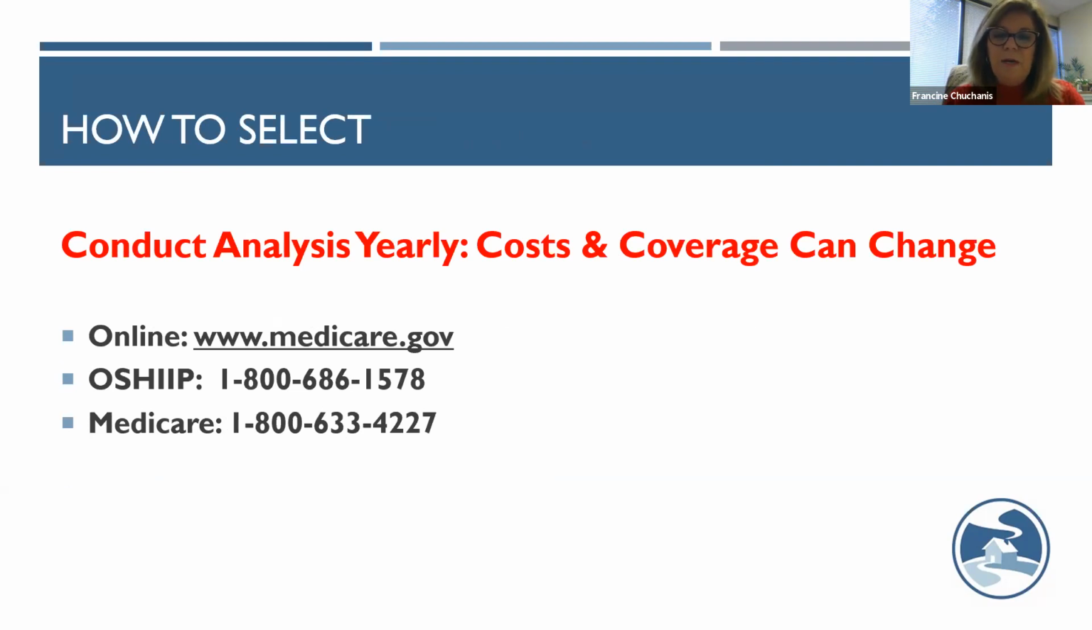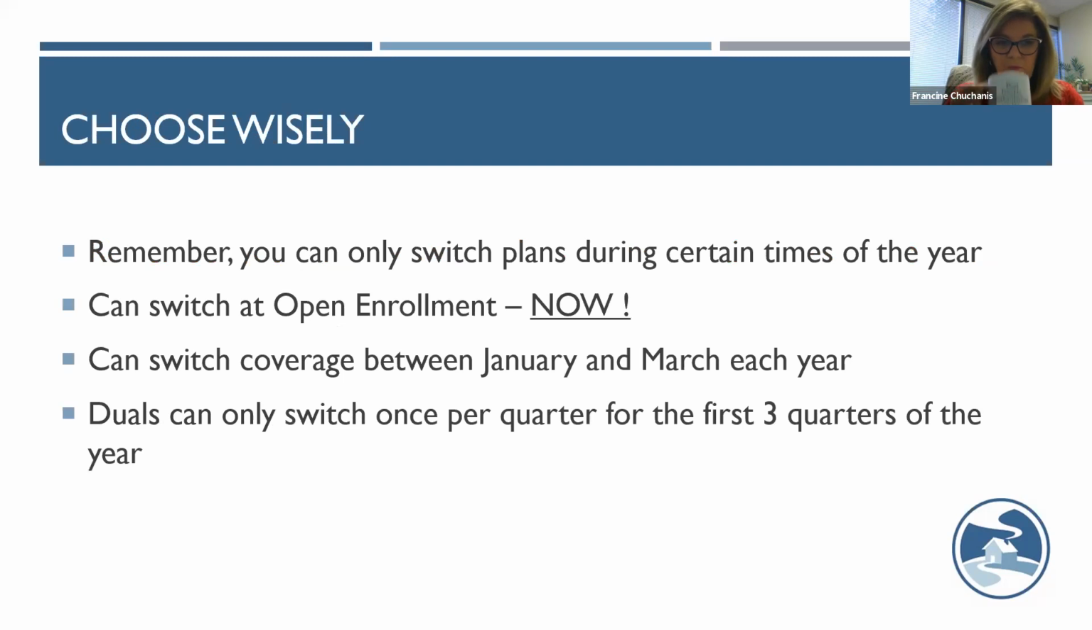Again, you must conduct an analysis every year to look at the costs and coverage because these can change year to year. So you can go to the Medicare website, you can call OSHIP and talk to the counselors, or you can call Medicare and they can conduct an analysis for you and compare different types of coverage. So please remember to choose wisely.